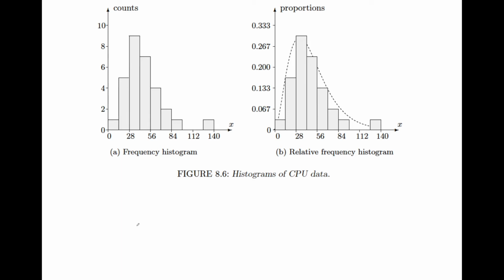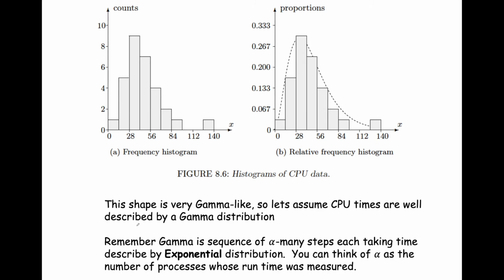And so when I look at this, I think, well, it looks like a normal distribution, and these measurements traffic in time, but there are 30 of these measurements. Now, look at the shape. It's not quite Gaussian or normal distribution. It's not symmetric. It's skewed to one side. And this shape is very gamma-like. So let's assume that these CPU times, these 30 samples, are well described by a gamma distribution.